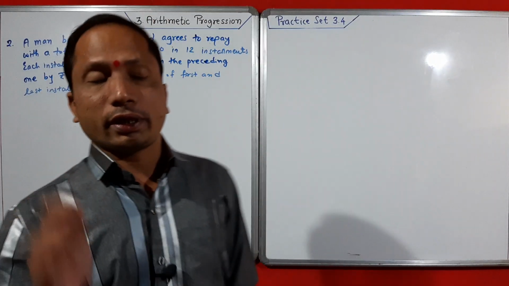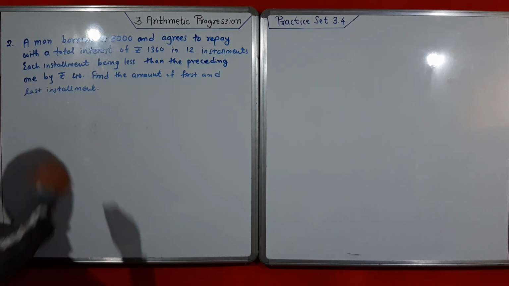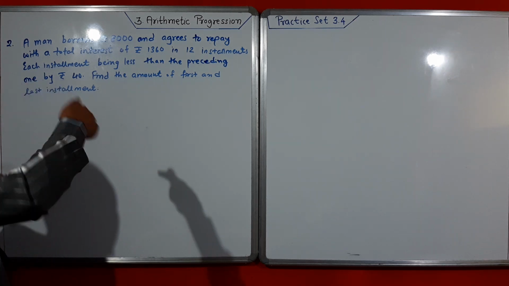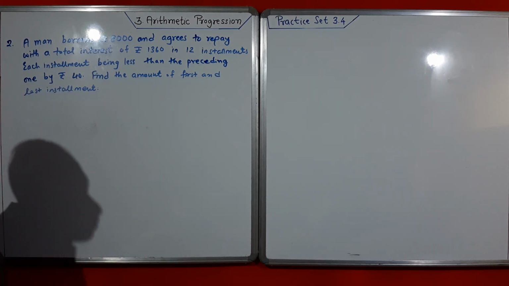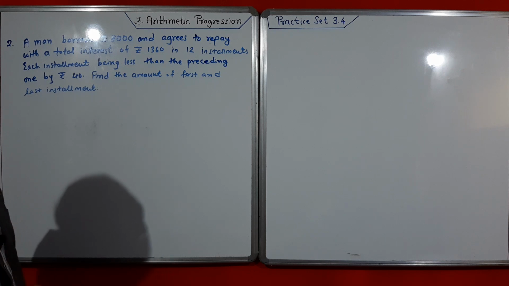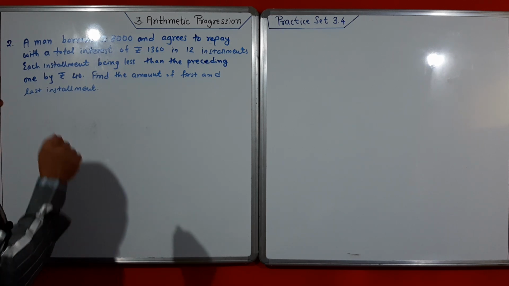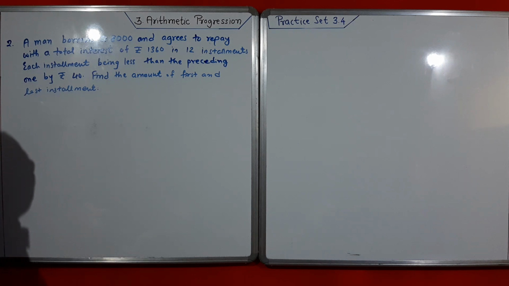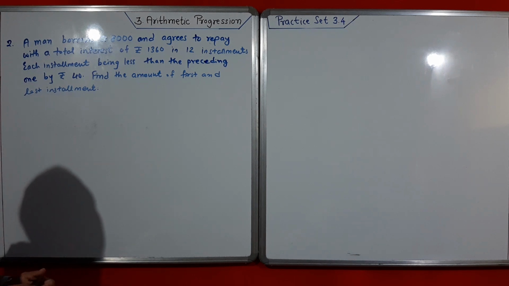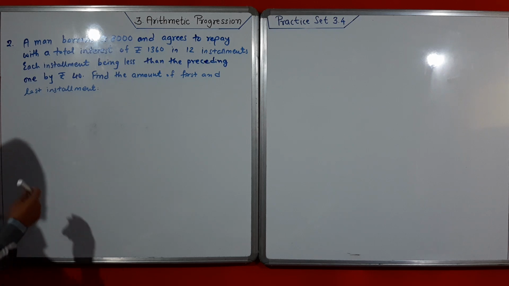So we'll solve the second problem. In the second problem, a man borrows rupees 8,000 and agrees to repay with a total interest of rupees 1,360 in 12 installments, each installment being less than the preceding one by rupees 40. Find the amount of the first and last installment. So first we'll write what is given.